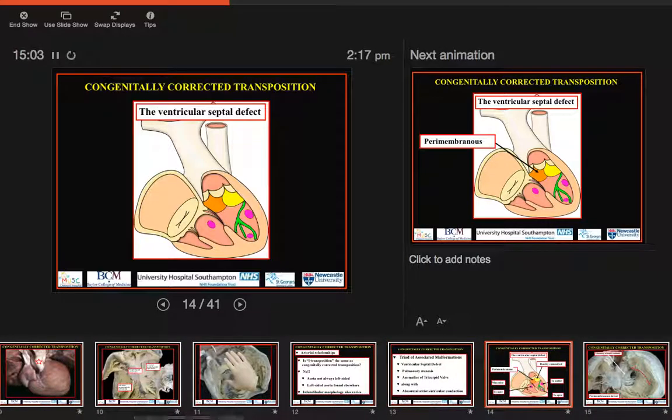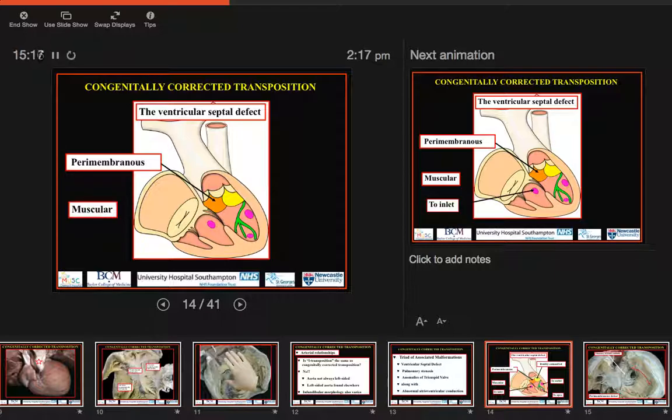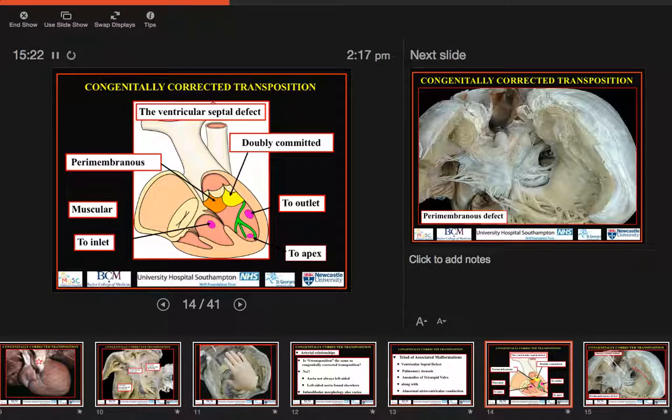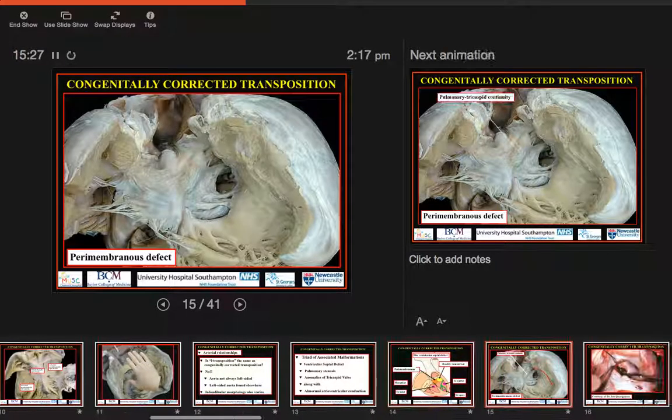So how do we deal with these lesions? We deal with them exactly the same way as we would in the otherwise normal heart. So the ventricular septal defect can be perimembranous, muscular, opening to the inlet, to the apical, or to the outlet, and very rarely it can be doubly committed and juxta-arterial. Most usually, the ventricular septal defect is perimembranous. And here you see a large perimembranous defect as seen from the aspect of the morphologically left ventricle.